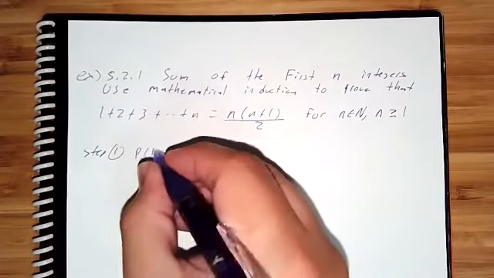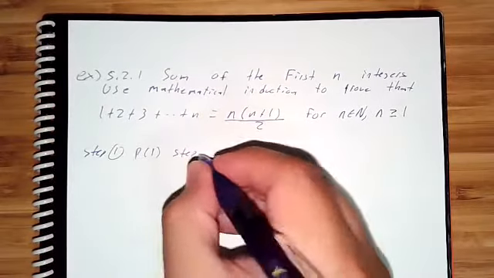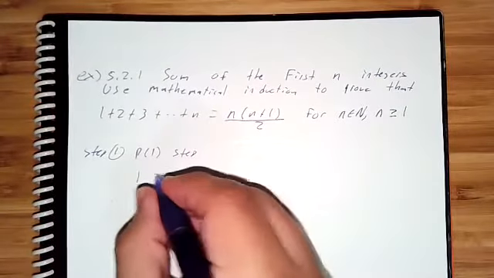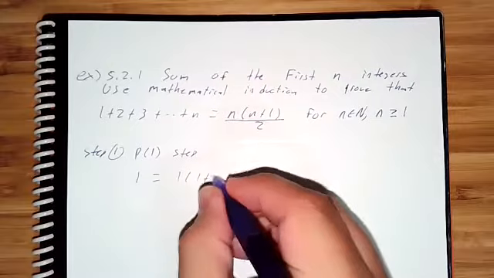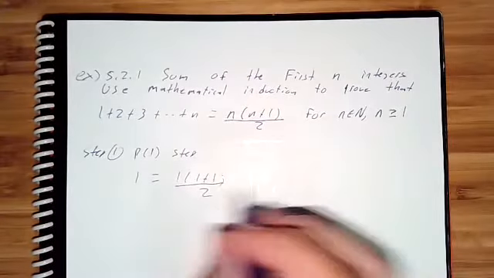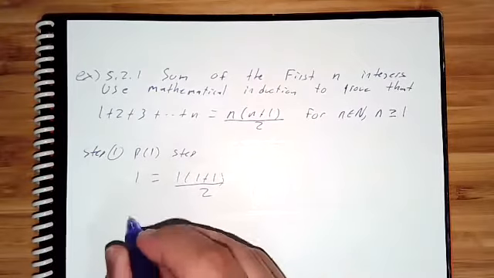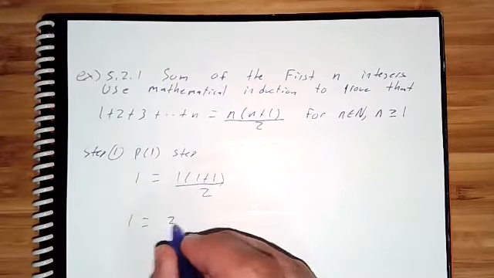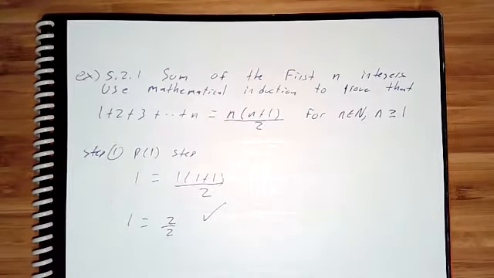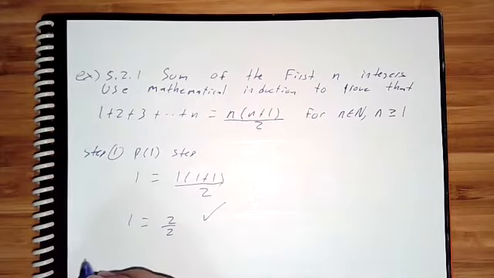P of 1 step. So is 1 equal to 1 times 1 plus 1 over 2? Simplify this, right? This would be 1 equal to 2 over 2. So yes, the first step works. So this is the method for proving something with induction. First you do this, then step 2.